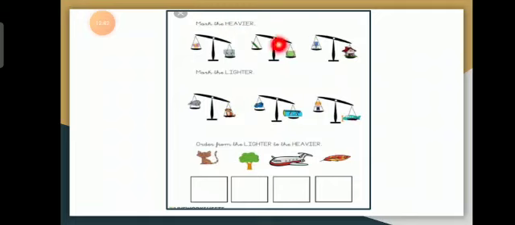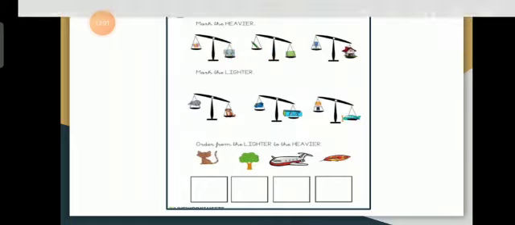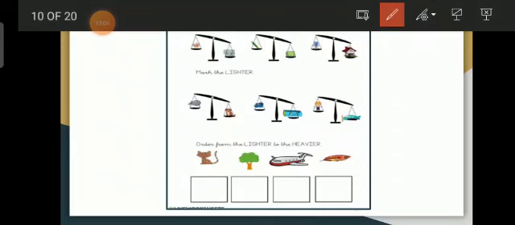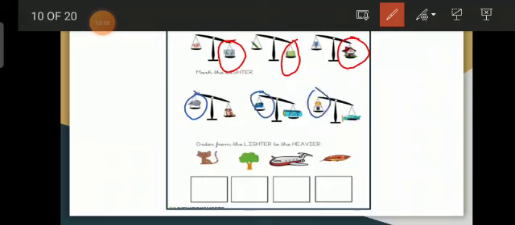Now look at these balances. Things are coming down and going up. The things which are coming down, these are the heavy things. Okay. Now mark the heavier. Okay, I will circle it, okay? Elephant, it's coming down. This is coming down. And the house coming down. The things coming down are the heavier ones. Okay, now let's circle the lighter one. It's going up, light. It's going up, light.